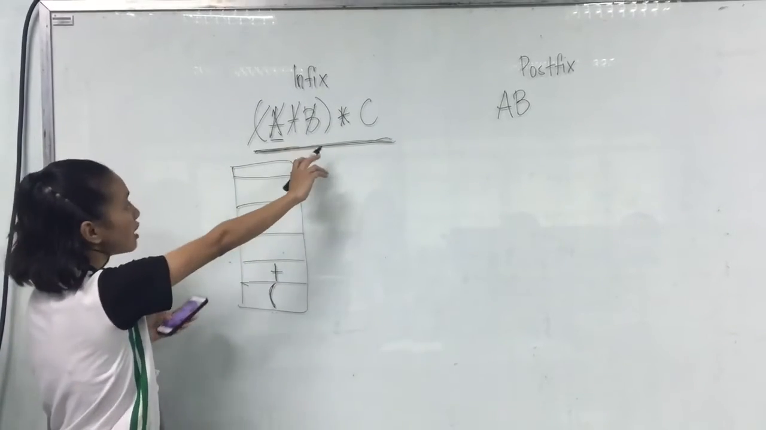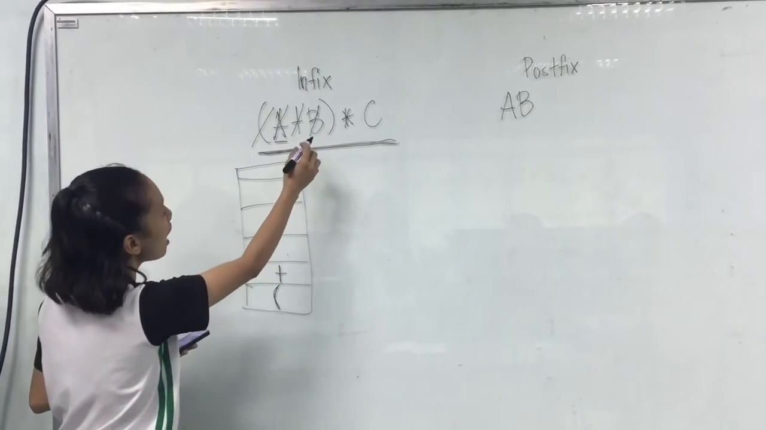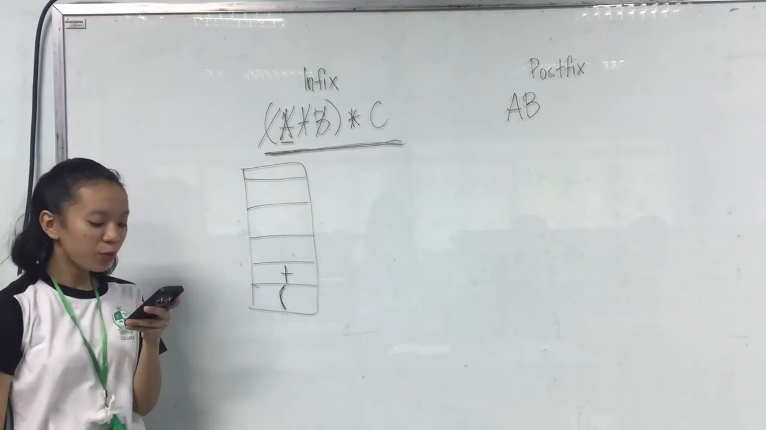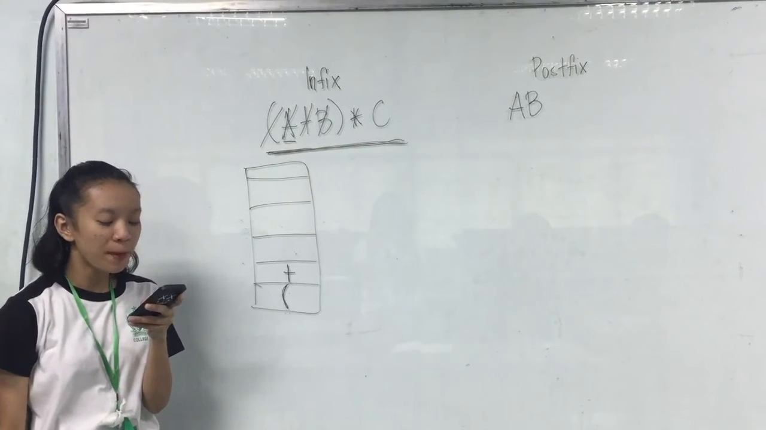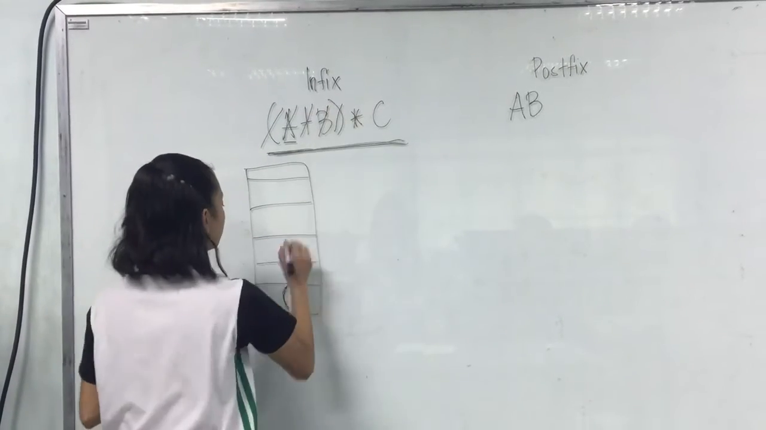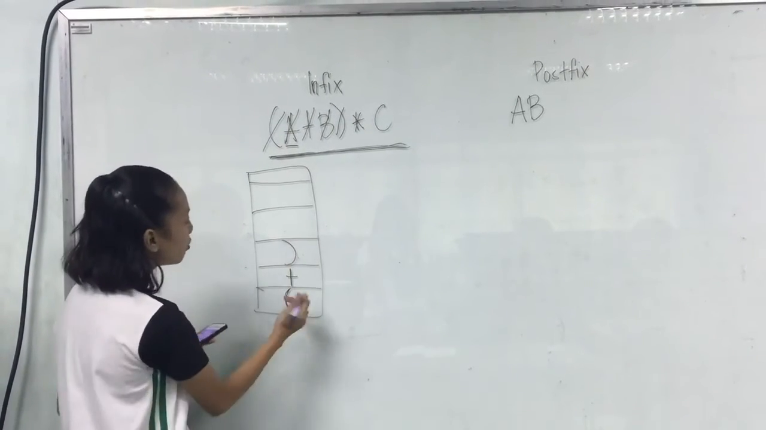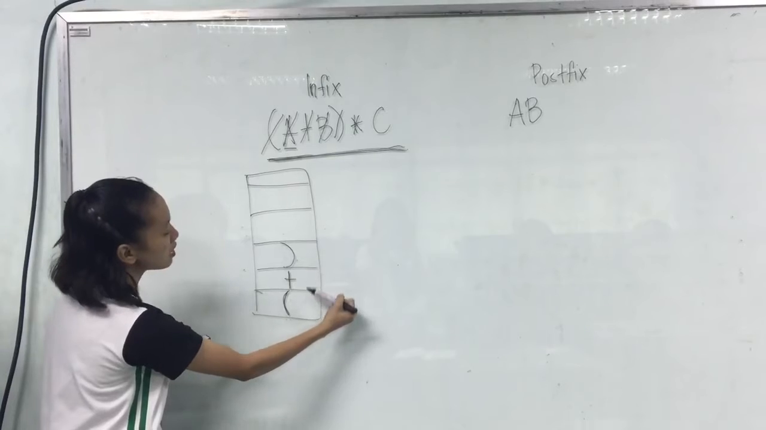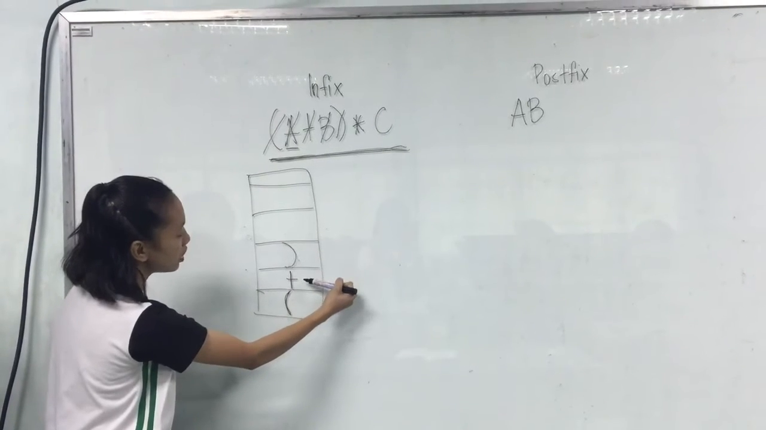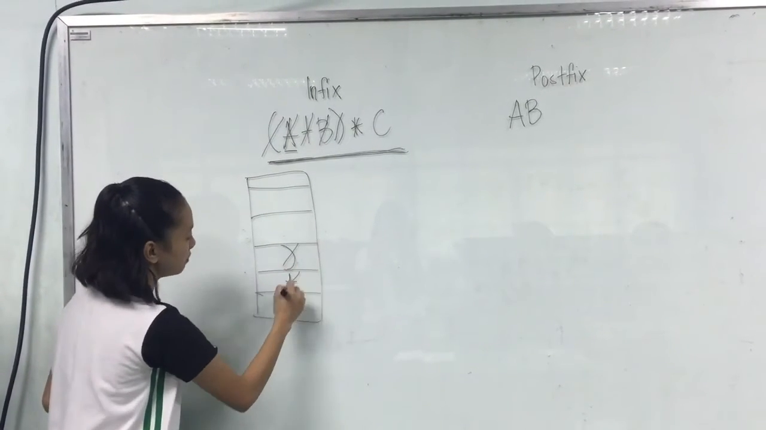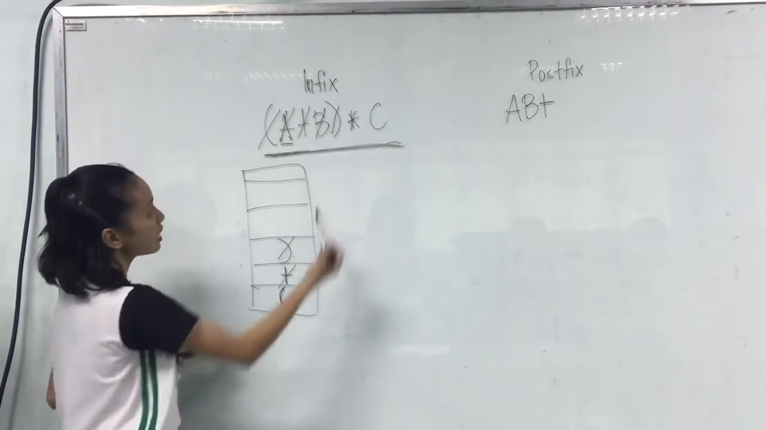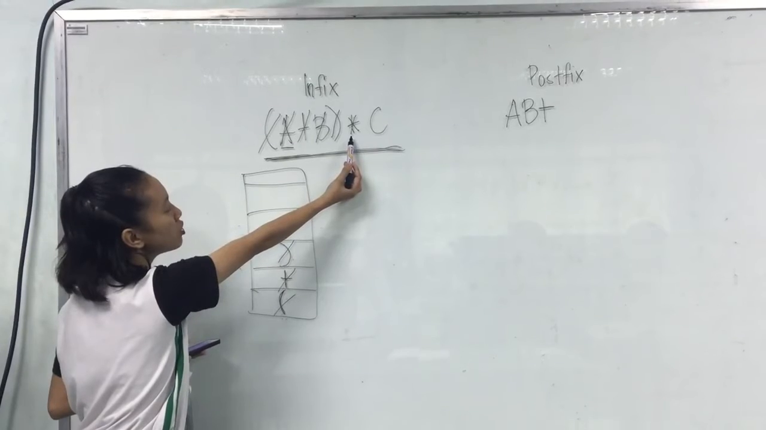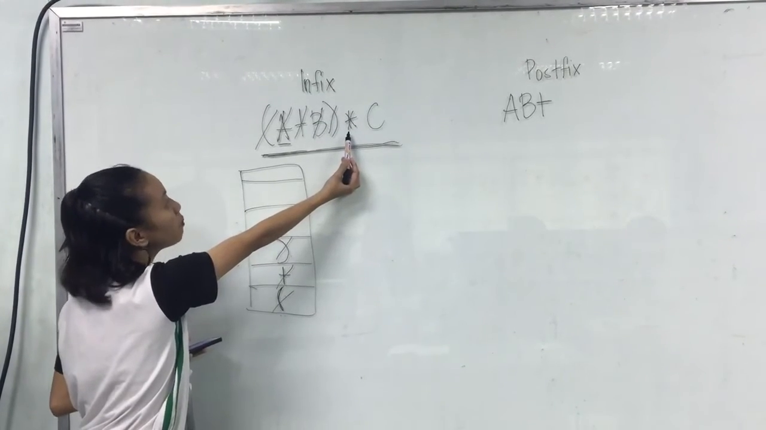Now, the next is the close parenthesis. If we encounter the close parenthesis, pop all symbols between the open and close parenthesis. Since the symbol between the open parenthesis and close parenthesis is addition, we must pop it and write it on the postfix notation. Next, it is an operator, so we must write it on the stack.